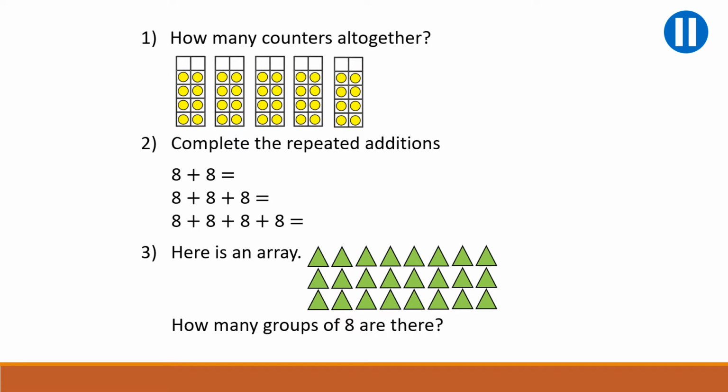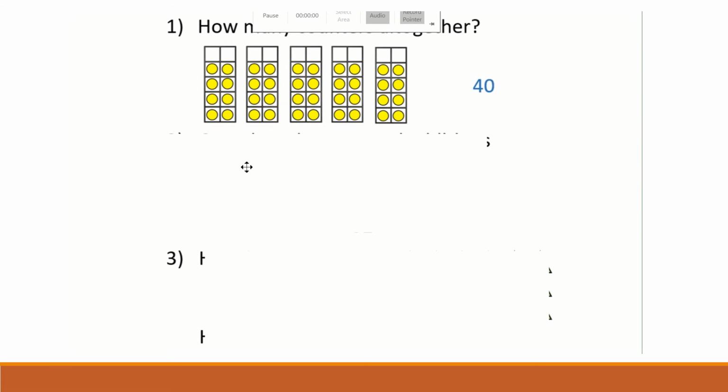Pause the video here to have a think about the answers to these 3 questions. Number 1, how many counters altogether? Number 2, to complete the repeated additions. And number 3, here is an array. How many groups of 8 are there? Let's take a look and see how we got on.